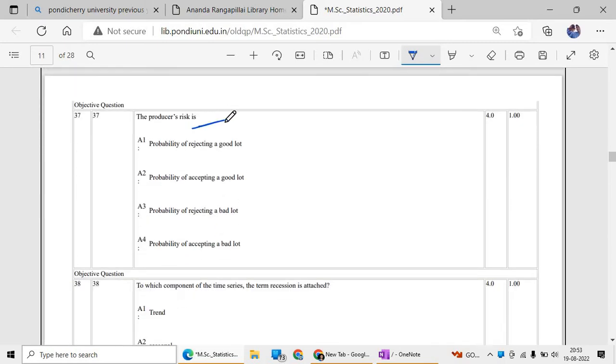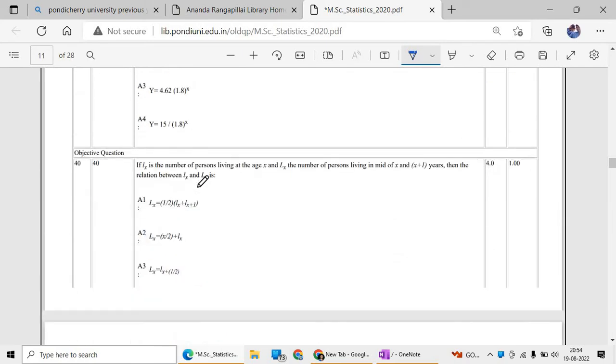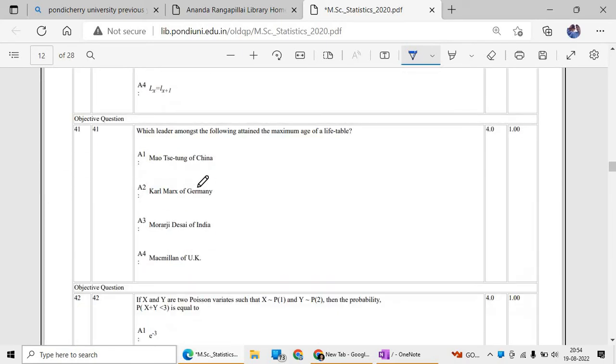Producer's risk: the probability of rejecting a good lot, probability of accepting a good lot, probability of rejecting a bad lot, probability of accepting a bad lot. If the lot is good but they are rejecting it, then yes, it is producer's risk. So you can practice all these questions from standard books.